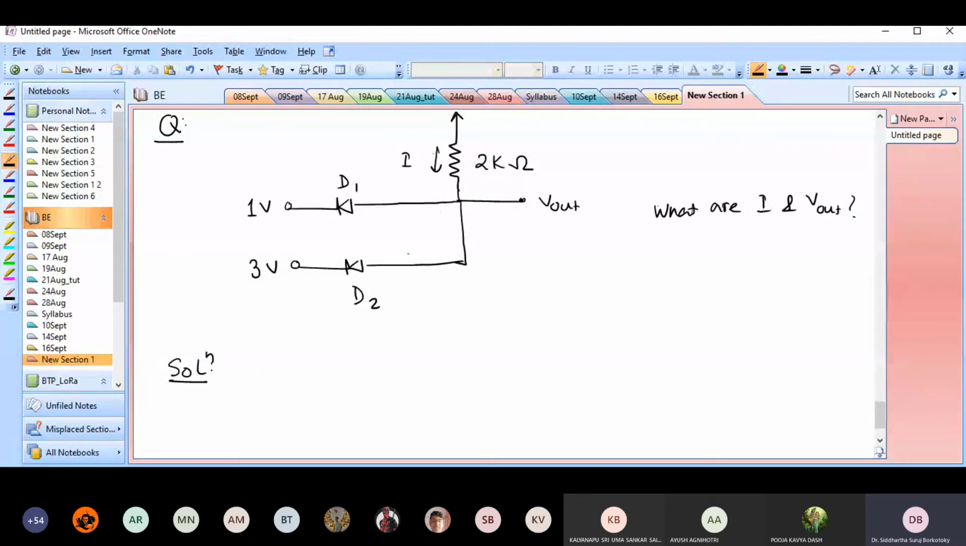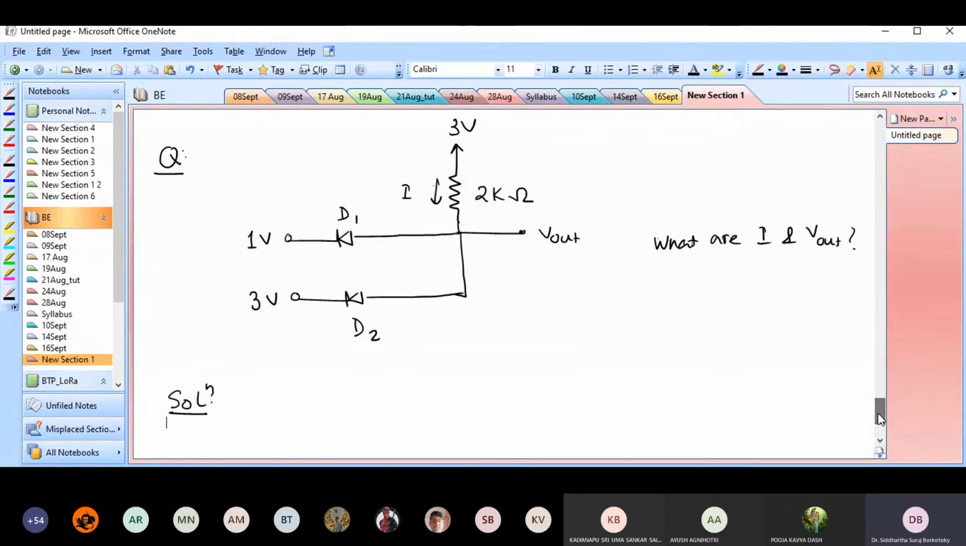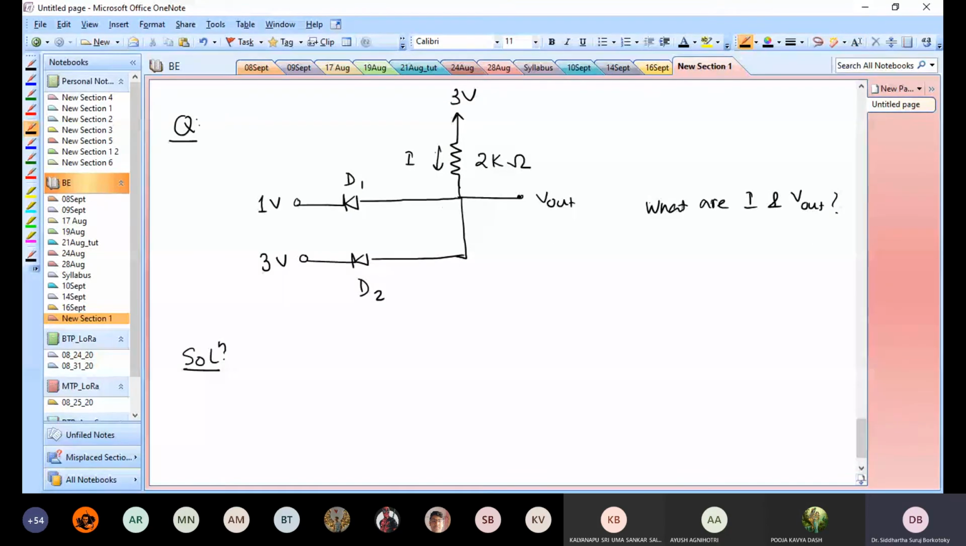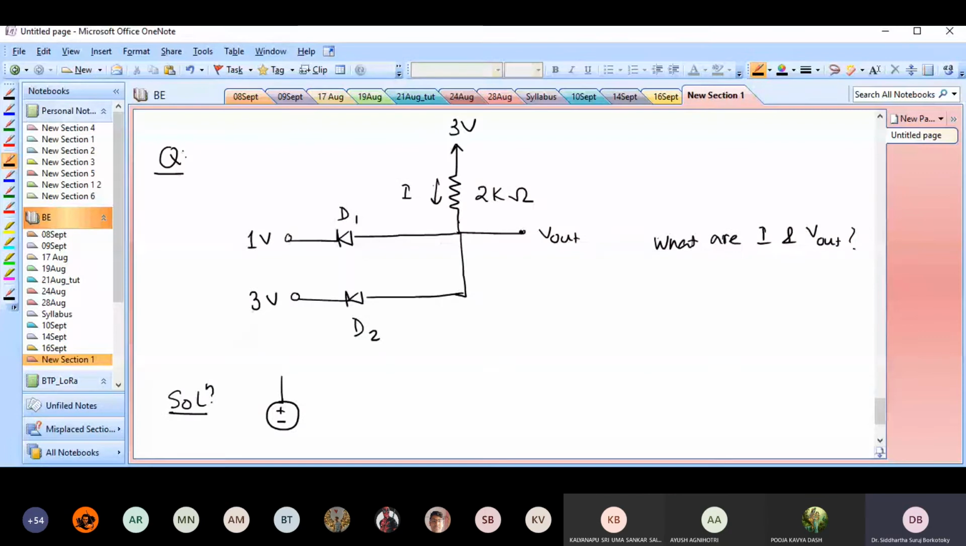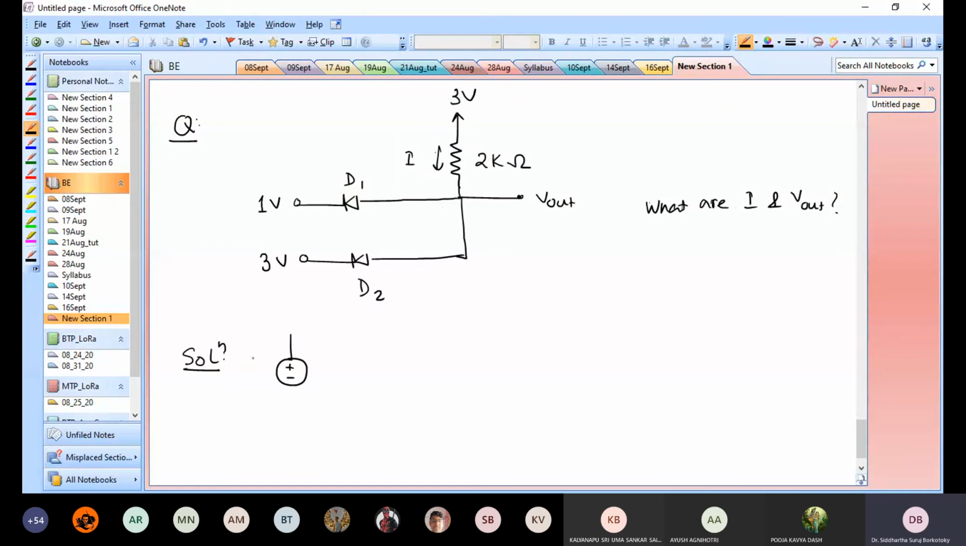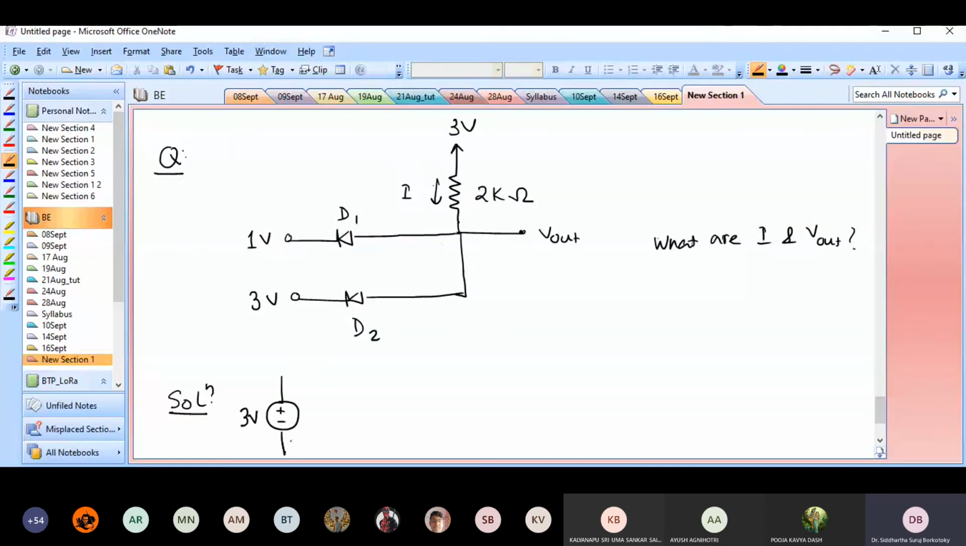To see what's going on in this circuit, let's try redrawing it. If I redraw it, I first draw this 3 volt source, which is a 3 volt source with respect to ground. Then I have a 2 kilo ohm resistor. There's a current flowing towards my output terminal, so that would be my V out.